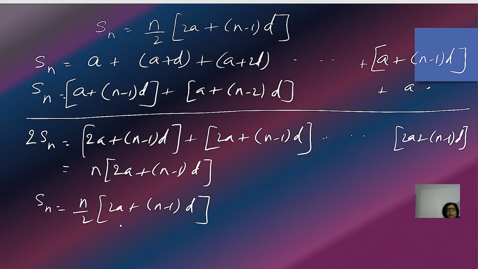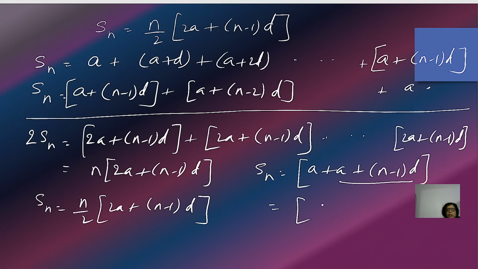Now the second formula can be obtained by taking Sn is equal to n by 2, 2a plus n minus 1 into d, and rewriting a plus n minus 1 into d as the last term l. So this becomes n by 2, a plus l. So from the first formula itself comes the second formula.